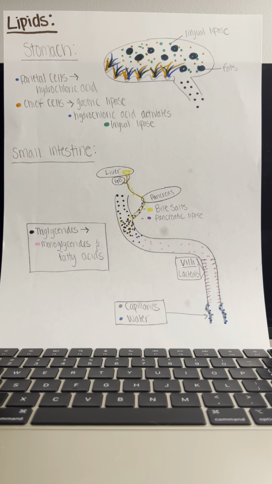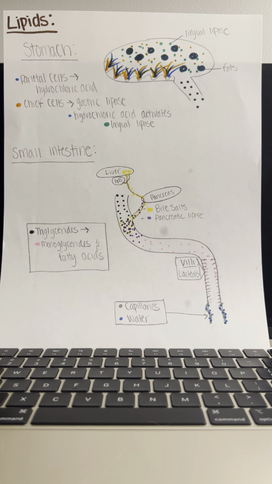Lipids. Fats begin digestion in the stomach due to lingual and gastric lipase. Parietal cells secrete hydrochloric acid and chief cells secrete gastric lipase. The hydrochloric acid activates lingual lipase. Once activated, lingual lipase breaks down fats with gastric lipase that was secreted by the chief cells.